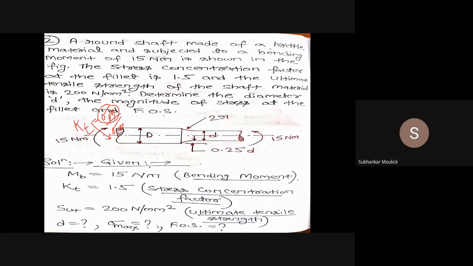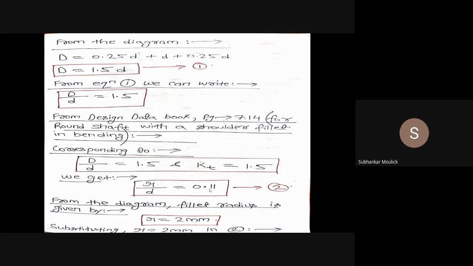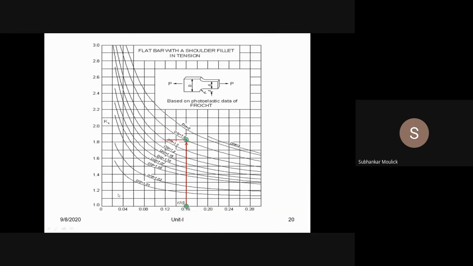Fine, okay. Remember one thing I forgot to tell you, that whenever you are finding out any value from the design data book, you have to write down the page number as well as the topic. For example, the value of small r by d is how much? 0.11. So how do you have to write it down? You have to write that from design data book, page number 7.14 for round shaft with a shoulder fillet in bending.